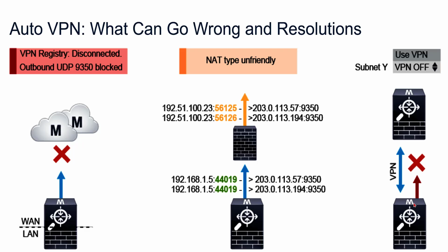AutoVPN problems are not random. They actually fall into these categories. And 90% of the issues you're going to run into are either 9350 is blocked, NAT rewriting ports, or the subnet's not enabled for the VPN.